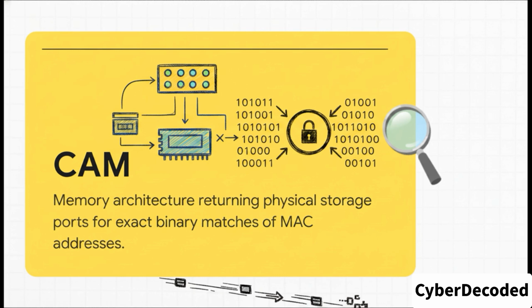Now, normal RAM in your laptop takes an address and hands you back the data stored there. CAM does the exact opposite. You give CAM the data you're looking for, in this case, a destination MAC address, and it instantly hands back the physical port where that device lives. It literally searches its entire memory bank in a single simultaneous operation looking for an exact binary match, a 0 or a 1. This instant lookup is the pure magic that lets the switch maintain line rate forwarding speeds without bottlenecking the network.